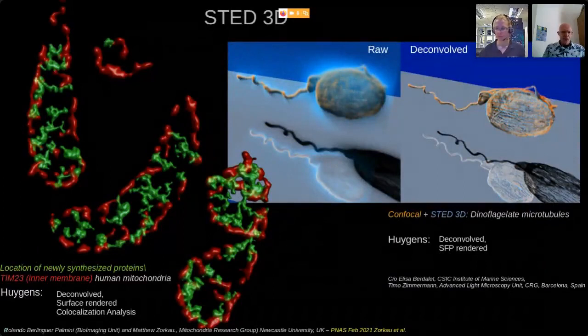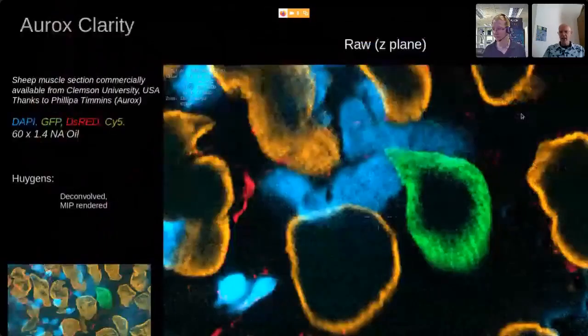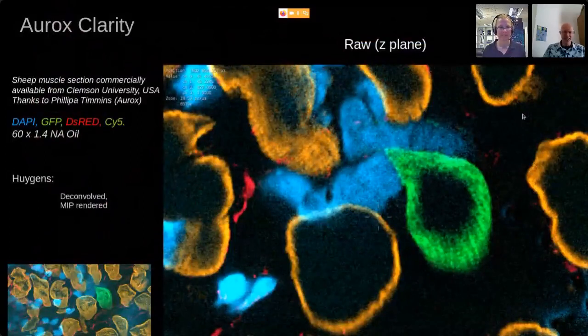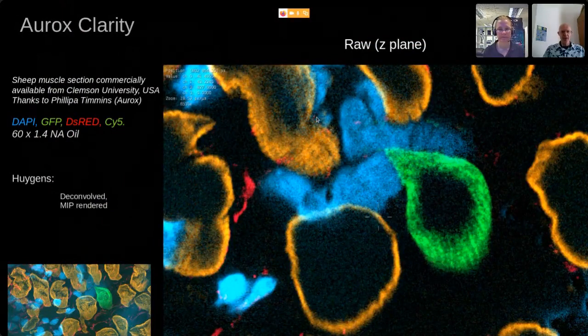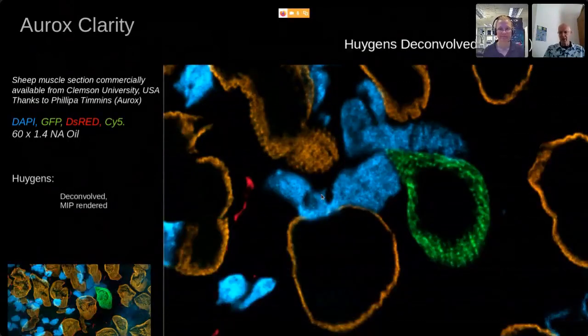STED 3D, some examples here: mitochondria with, in green, the location of newly synthesized proteins. This could only be determined by Rolando Berlinguer Palmini and Matthew Zargal. Here, another example from STED. And very recently, I think it was yesterday, I received some data from Philippa, Abberior Clarity. This is a sheep muscle section. It's commercially available, stained for different objects. This is the raw data, and here is the data deconvolved by Huygens.